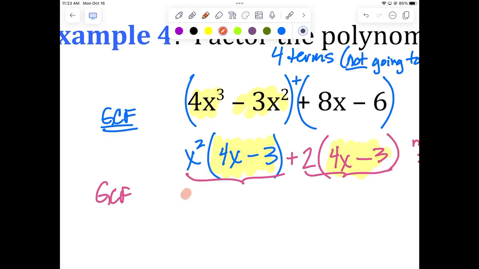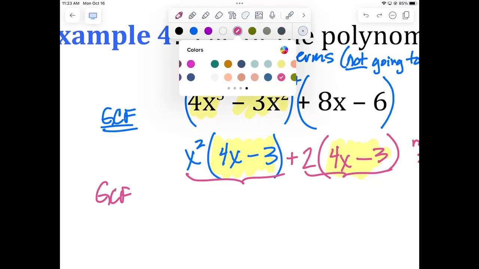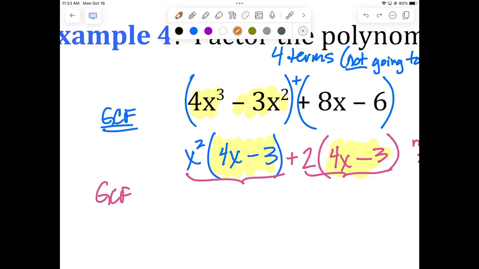We'll choose Mandarin. Oops, that's for my highlighter. Do I have Mandarin here? There it is. I'm going to pull out a 4x minus 3 in parentheses. What am I left with in the first term when I pull the 4x minus 3 out? What's the part that's not highlighted? X squared. Plus, in the second term, when I pull the 4x minus 3 out, what am I left with? What's the part that's not highlighted? 2. Okay, so that factors that.